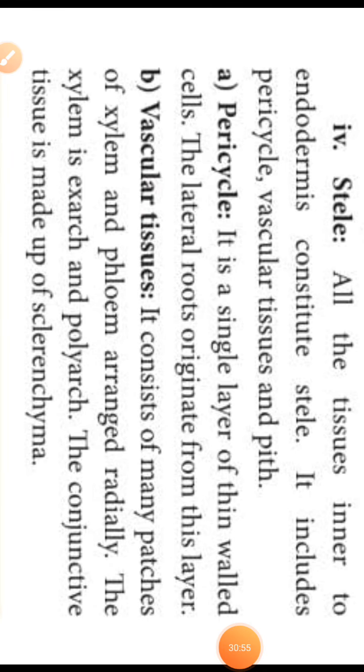All the tissues inner to endodermis constitute stele. It includes pericycle, vascular tissues and pith. Pericycle is a single layer of thin wall cells. The lateral root originates from this layer. Vascular tissue consists of many patches of xylem and phloem arranged radially. The xylem is exarch and polyarch. The conjunctive tissue is made up of sclerenchyma.